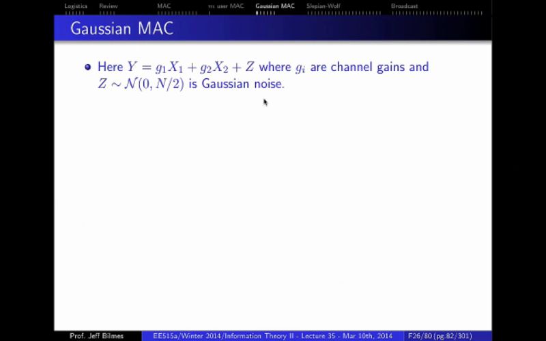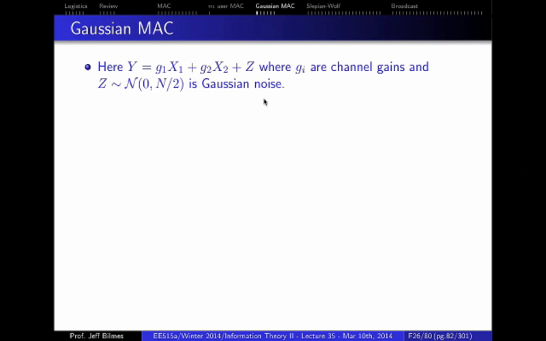Okay, welcome back to the second half of the class. What we're going to do now is talk about the Gaussian map. This is an interesting case because, on the one hand, everything is Gaussian, but on the other hand, we're going to see that the achievability region is in fact exactly equal to the polytope. So it's a polyhedral achievability region.